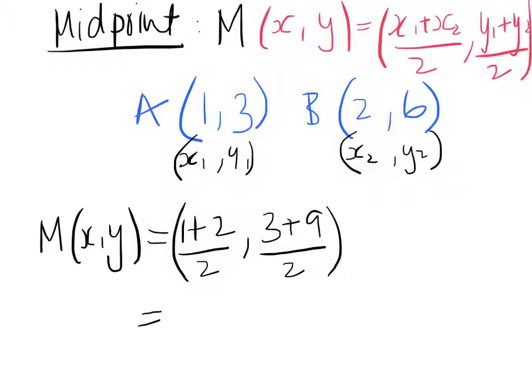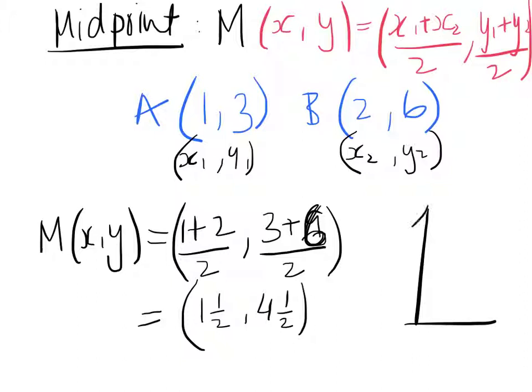1 plus 2 is 3. 3 over 2 is 1.5. And 3 plus 6 is 9. And so therefore I've got 9 divided by 2, which is 4.5. And that is the middle point. So then if I went to draw it, and I originally had this point and this point, this new point here is right bang in the middle. Okay? And that's what we've discovered.